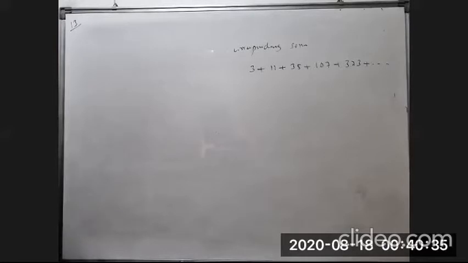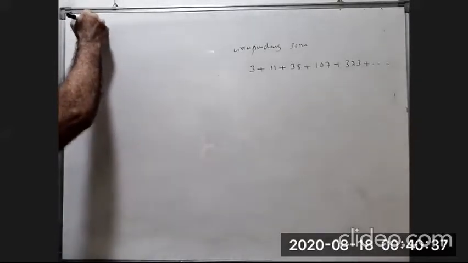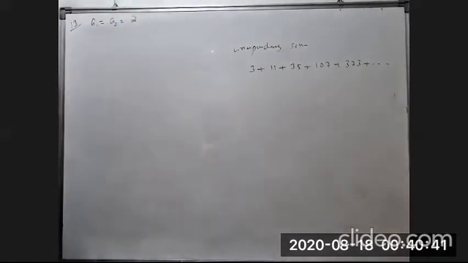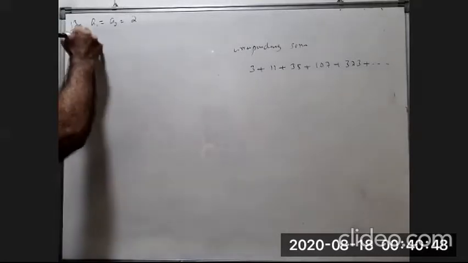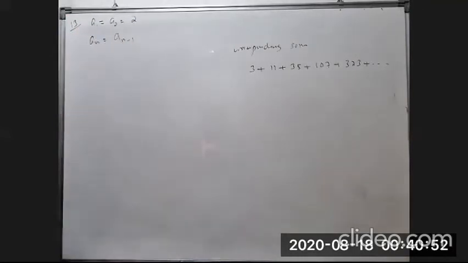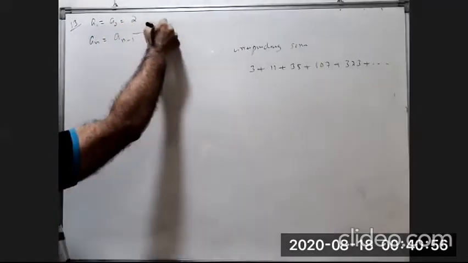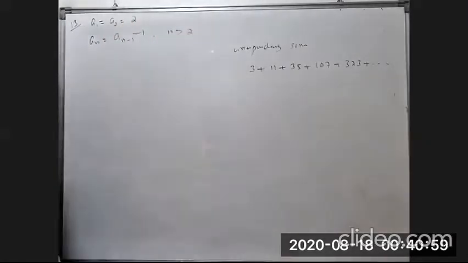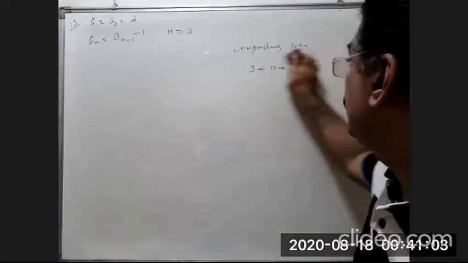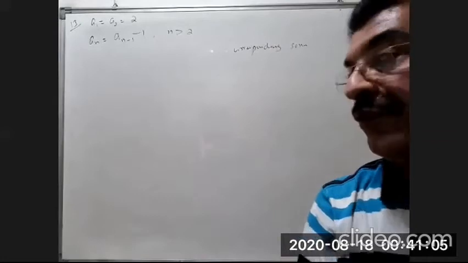a_1 is equal to 2, a_2 is equal to 2, a_n is equal to a_(n-1) minus 1, where n is greater than 2. What does this mean? Again, write the first 5 terms, then the corresponding series.